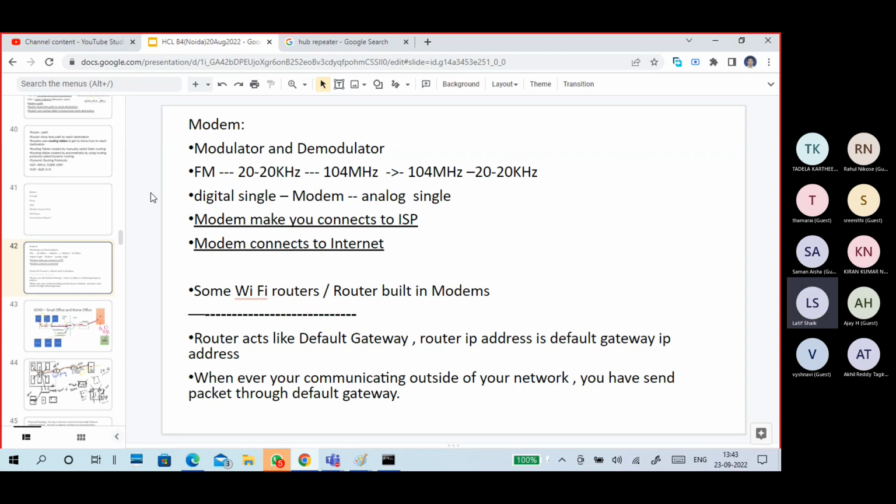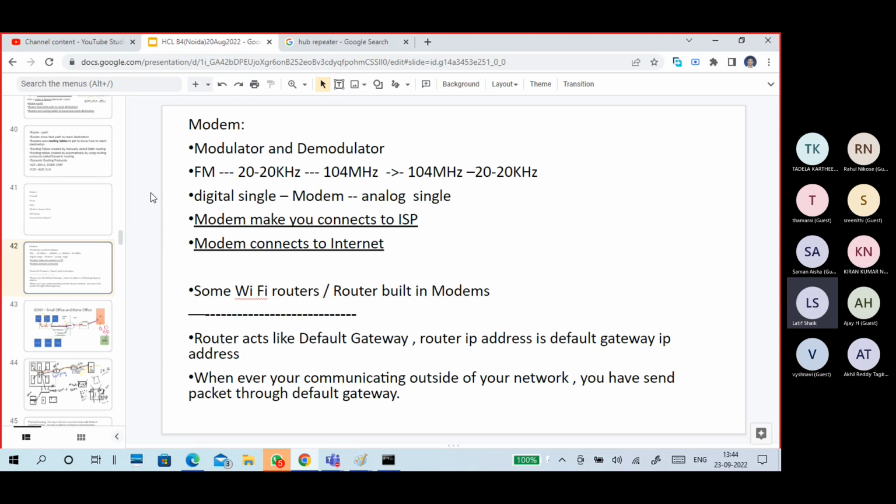But when you are communicating from your LAN to outside of the network, through the internet, to connect to your ISP, to send your request or to communicate through your ISP, we need a modem. A modem connects you to your ISP, or we can say the modem connects you to the internet. Without a modem, we cannot connect.